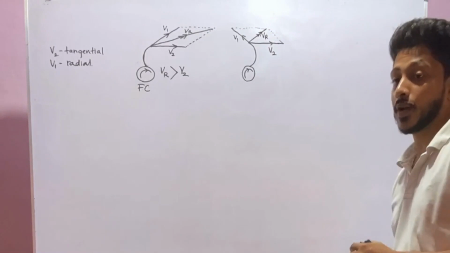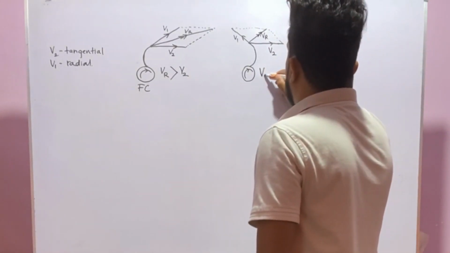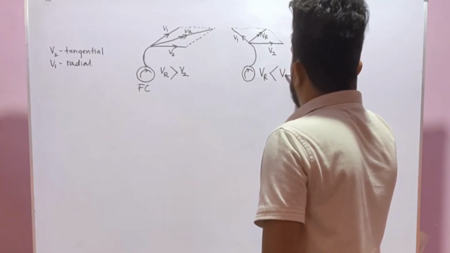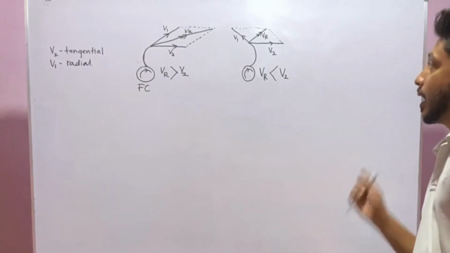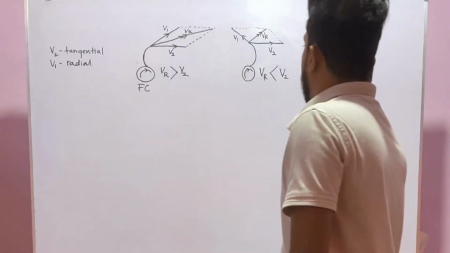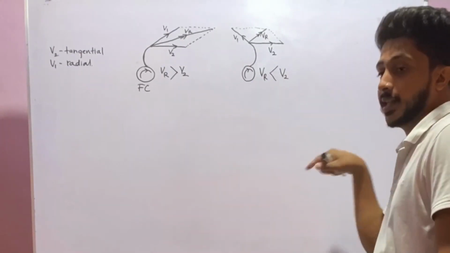Sorry, resultant velocity. So it is very clear, always VR is less than V2 here. That means air particles leaving these backward impellers have less velocity than the rotational speed or the fan speed.